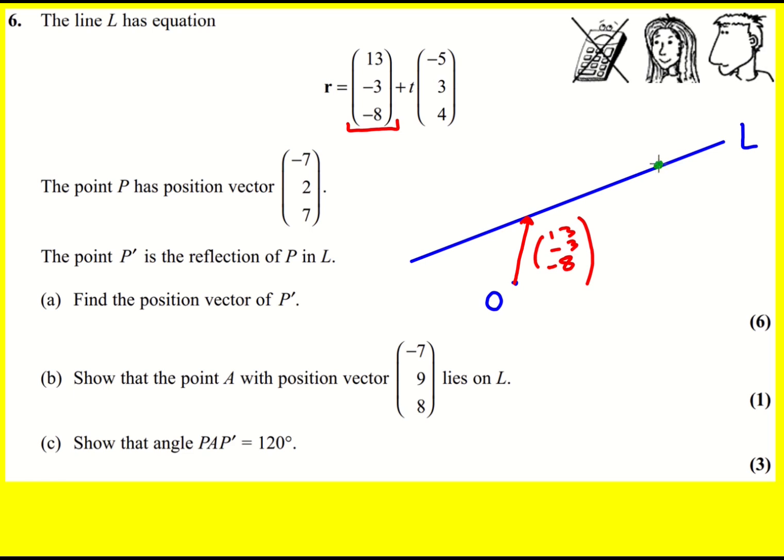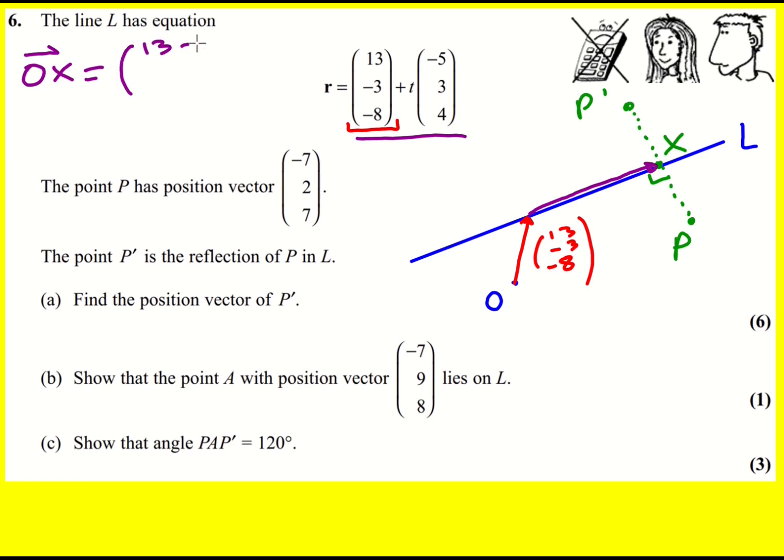Okay, meanwhile, up here, we have P, and then a reflection in the line takes us to this point, P dash. So I'm going to label this point X, and because it's a reflection, then this is going to be at a right angle. So to start with, I've got OX. Actually, OX is simply going to be essentially my R, but for some specific value of t.